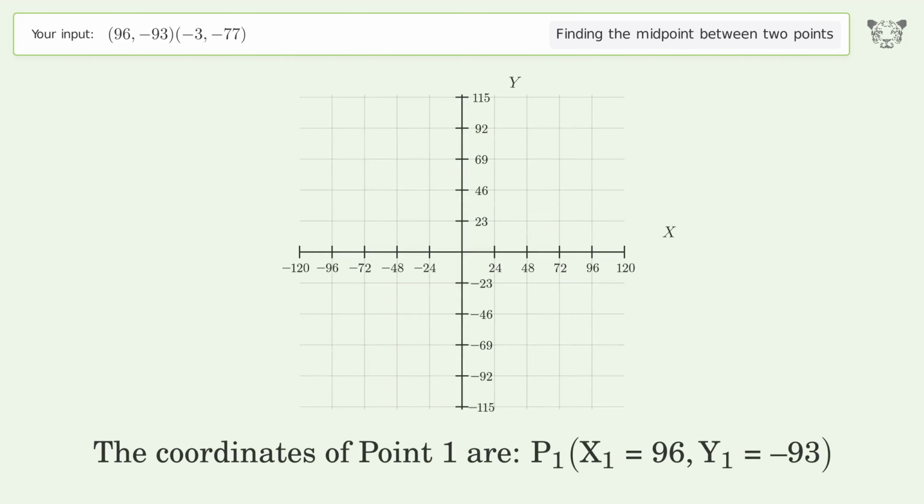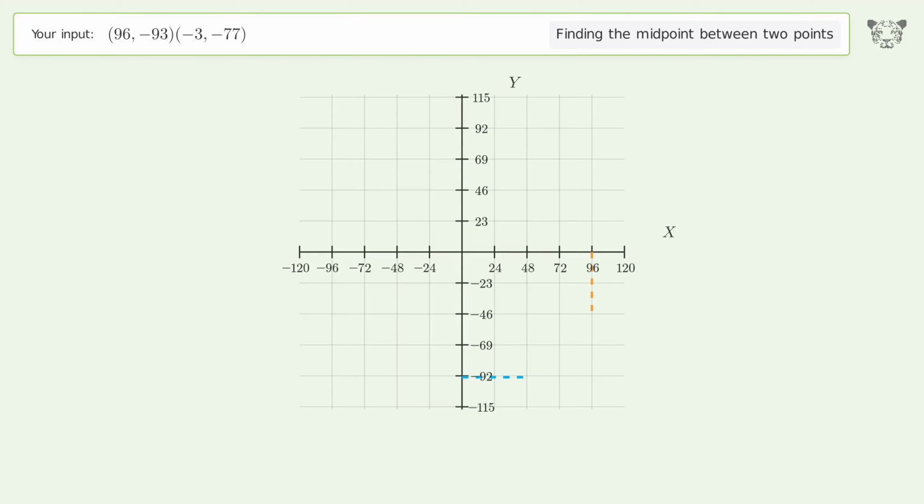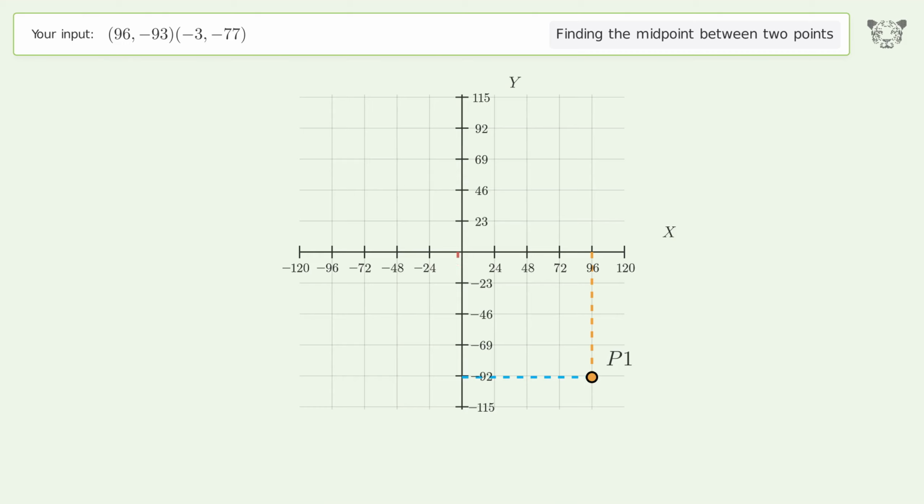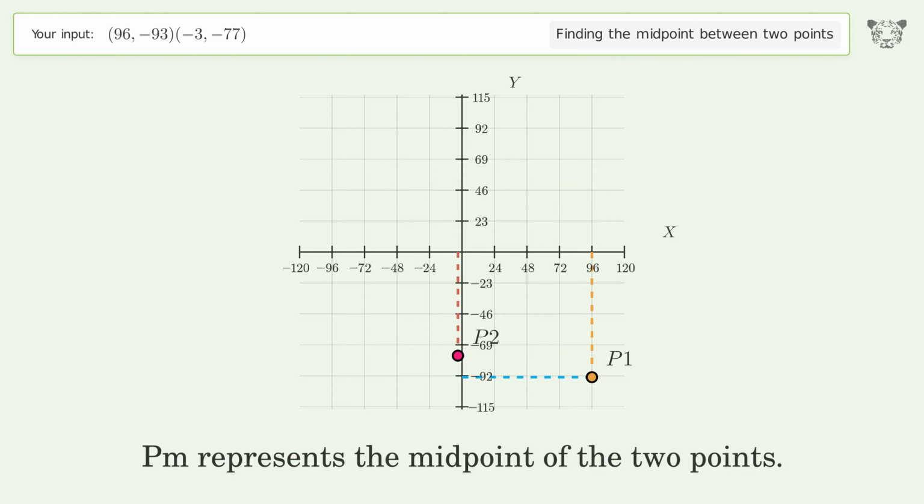The coordinates of point 1 are, x1 equals 96, y1 equals negative 93. The coordinates of point 2 are, x2 equals negative 3, y2 equals negative 77. PM represents the midpoint of the 2 points.